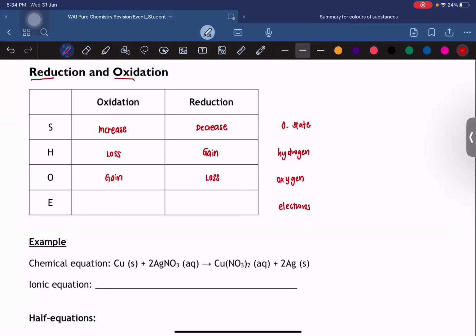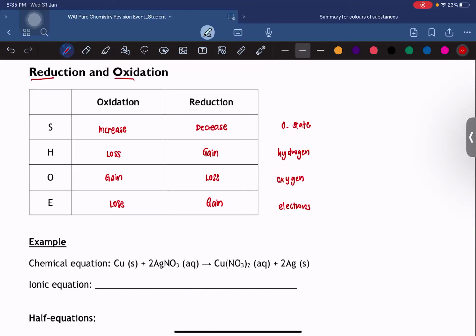Okay. Now, the next one, guys, electrons. For oxidation, do I gain or lose electrons? You sure? No. Gain or lose electrons for oxidation? What about reduction? Now, do you all know why, or is the rationale just pure memory? Do you all know why losing electrons is oxidized, gaining electrons is reduced?